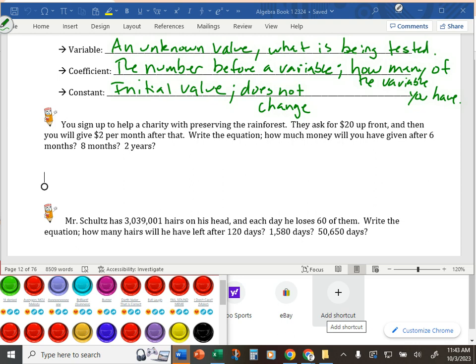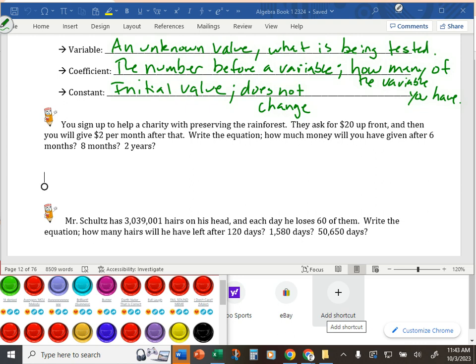So, you sign up to help a charity with preserving the rainforest. That's noble of you. They ask for $20 up front, and then you will give $2 per month. Write the equation. How much money will you have given after 6 months, 8 months, and 2 years? Okay? We're going to identify what is our variable, what is our coefficient, what is our constant.